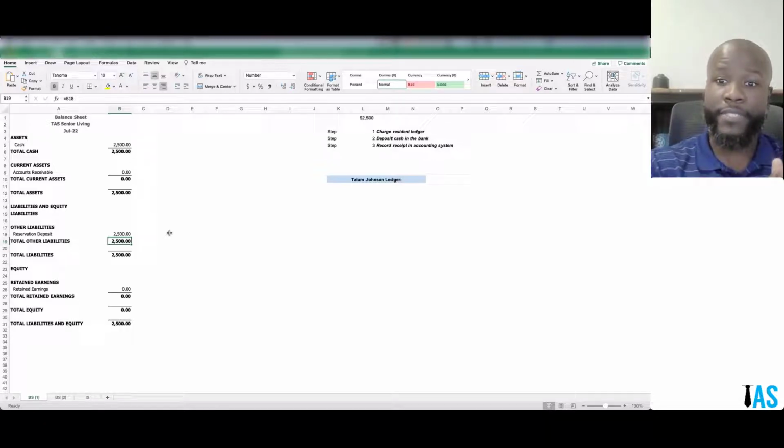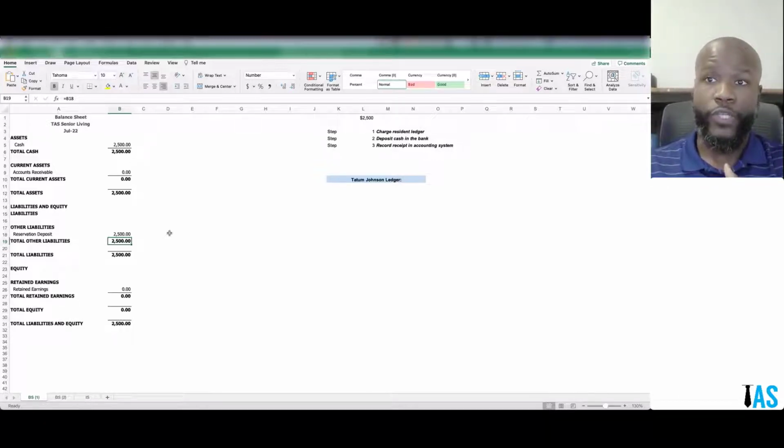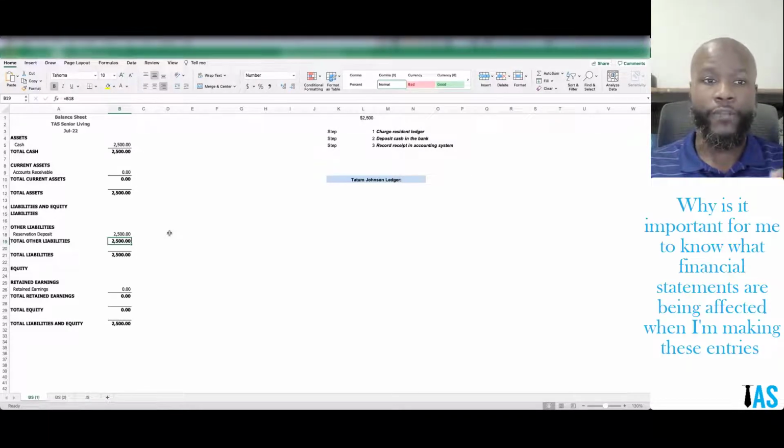So that stops there until move-in, which is what we covered last week. So why is it important for me to know what financial statements are being affected when I'm making these entries?